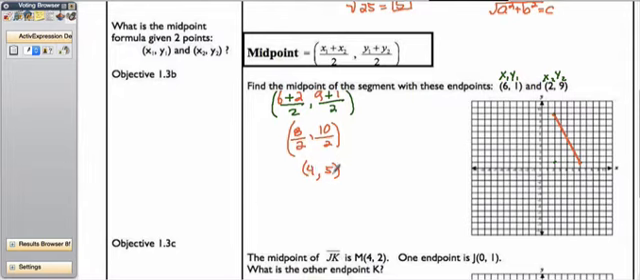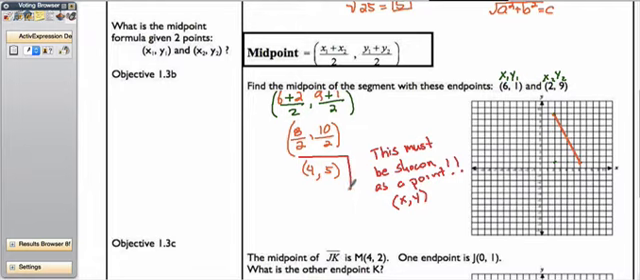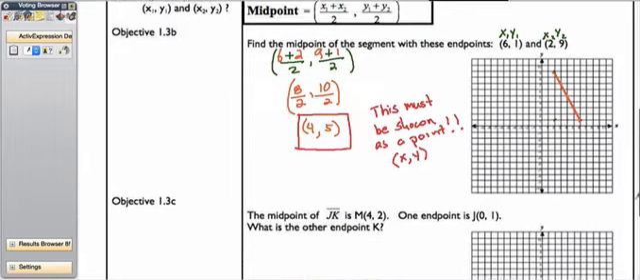Make sure that when you're finding a midpoint, you show it as a point. That means parentheses, and that means two numbers with a comma in the middle. Put this little note in your notes, so that way you remember to write this as a point, not what I see a lot, which is one number over another number. That is not the same thing as a point. All right. Pretty straightforward on those.